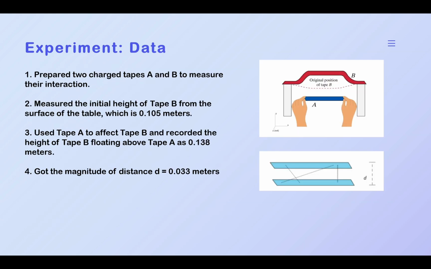The first step of the experiment is to get the data. I first prepared two charged tapes, A and B, to measure their interaction. I measured the initial height of tape B from the surface of the table, which is 0.105 meters. Then I used tape A to affect tape B and recorded the height of tape B floating above tape A as 0.138 meters. So the magnitude of the distance, d, is equal to 0.033 meters.